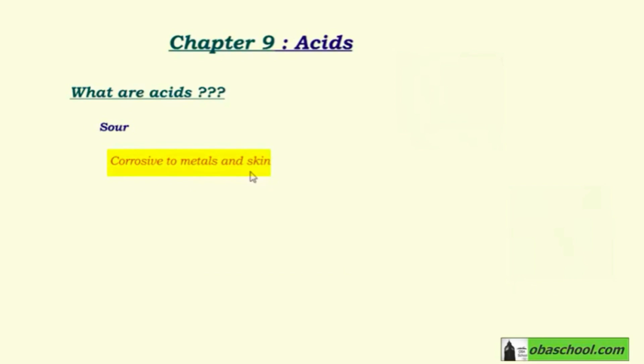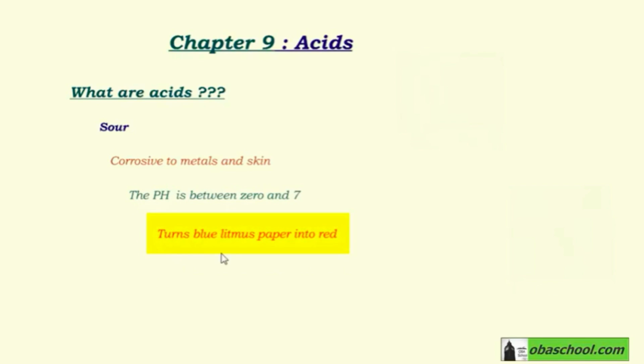Acids are corrosive to metals and skin. Corrosive means harmful to metals and skin, since if we put acid on a metal or on our skin, it will burn because of the acid. So acids are corrosive to metals and skin. Their pH is between 0 and 7. pH is the level of their acidity, which is between 0 and 7.